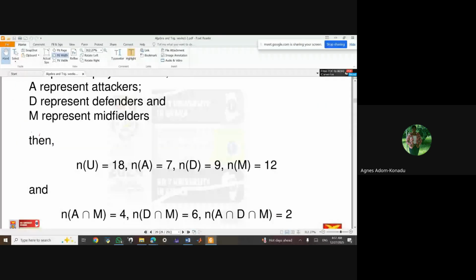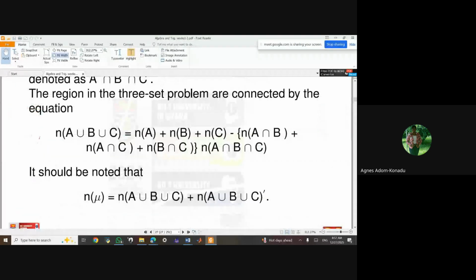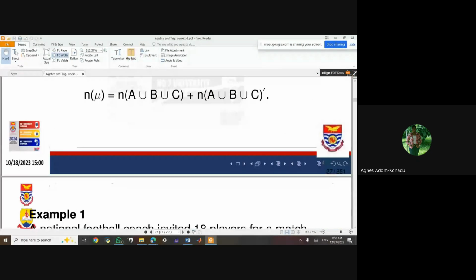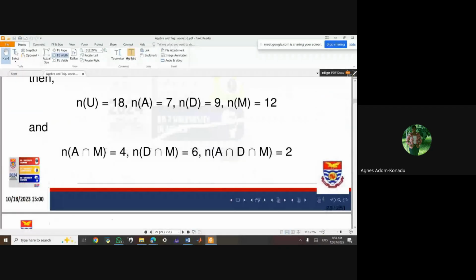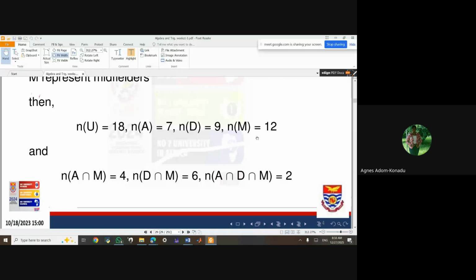Okay, so from what we did, the 3 sets problem, the number of elements in A union B union C is the number of elements in A plus the number of elements in B plus the number of elements in C, minus the number of elements in A intersection B plus the number of elements in A intersection C plus the number of elements in B intersection C. There's a bracket here, so you subtract all the 2-set intersections, then plus the number of elements in A intersection B intersection C. With that, we were able to bring these things out.